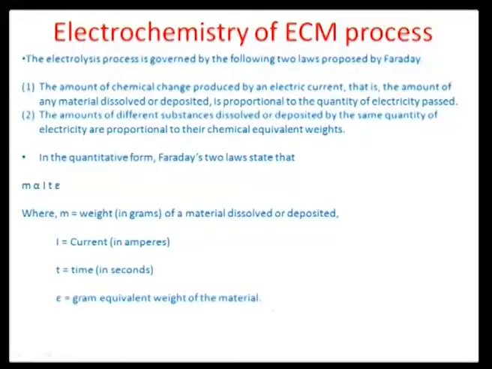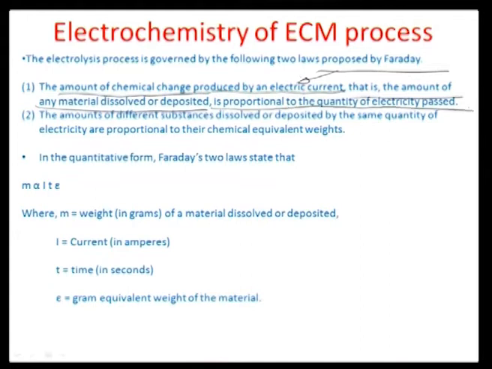So the first Faraday's law says that the amount of chemical change produced by an electric current, that is the amount of any material dissolved or deposited, okay, so that's essentially what the current is going to do, either carry out ions or deposit ions to the electrodes, is proportional to the quantity of electricity that is passed. So if the current that is passed is higher, the amount of chemical change produced by the electric current will also be higher, which typically means the material dissolved or the material deposited would also be higher. Okay, so that's the first law.